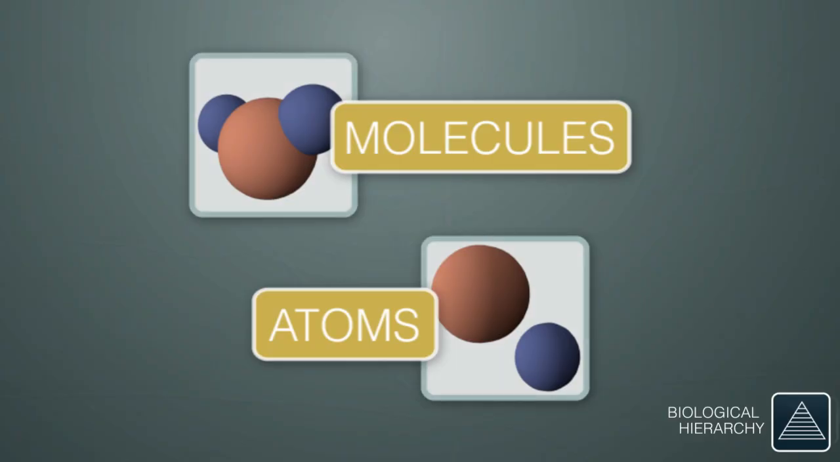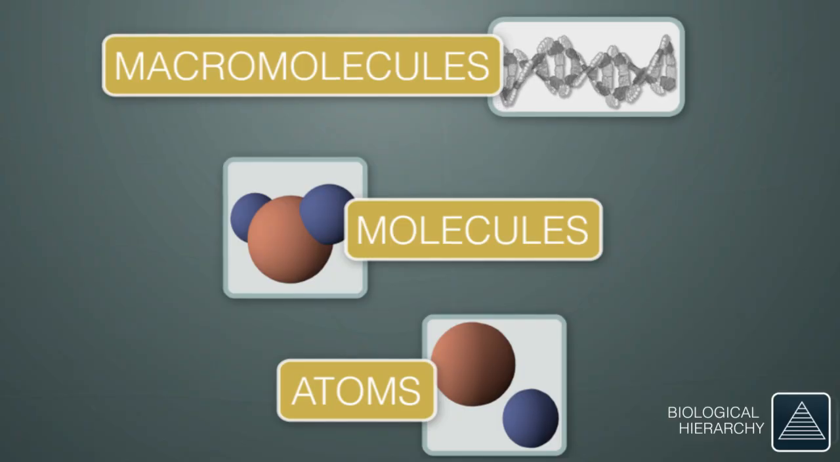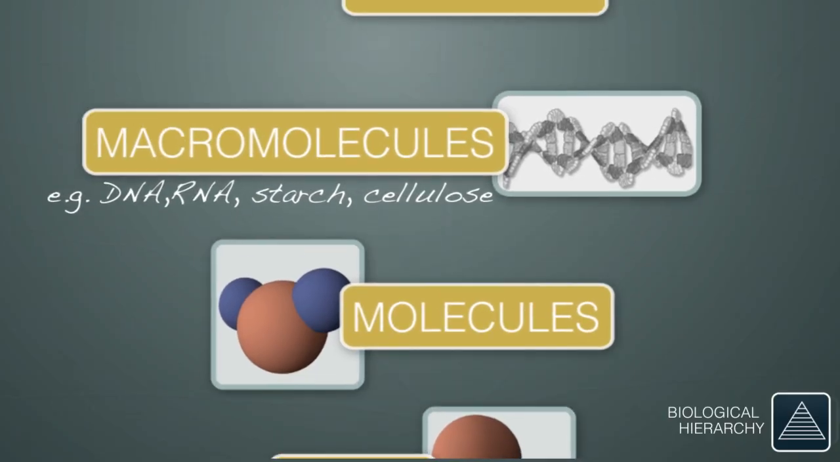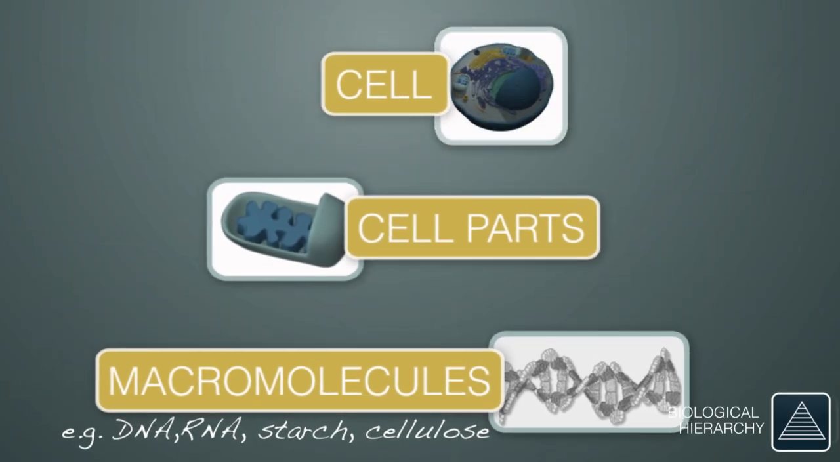Molecules are made up of atoms, and molecules combine together to make macromolecules. For example, simple sugars and amino acids combine to make starch or proteins that become a macromolecule, and DNA, RNA, starch, cellulose are examples of macromolecules. Such macromolecules and simple molecules combine together to make different parts of the cell: biological membrane, nucleus, mitochondrion, and so on. Such parts of the cell put together make the entire cell.